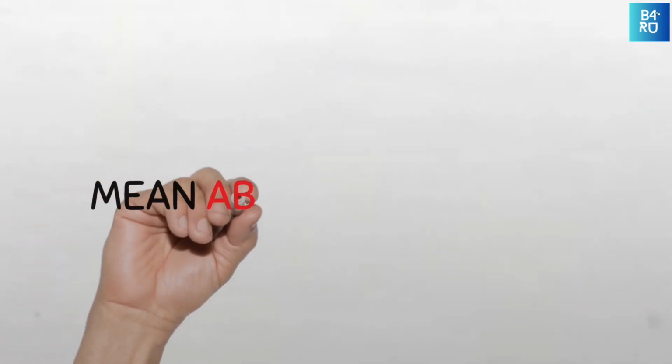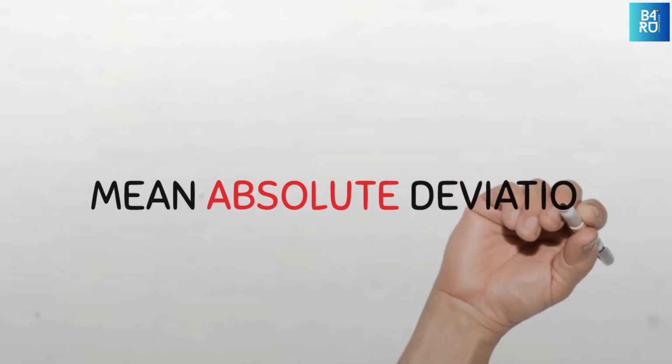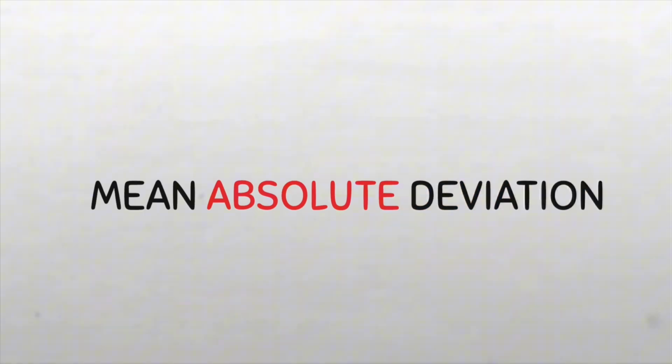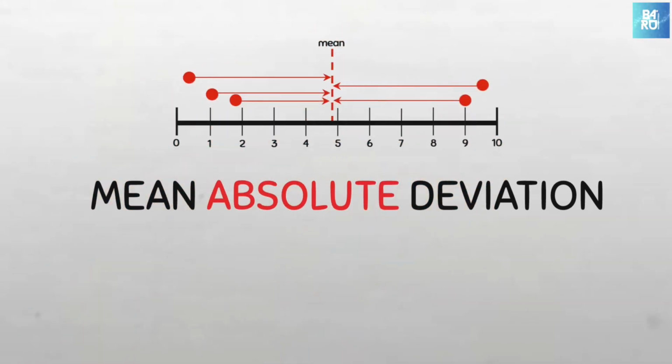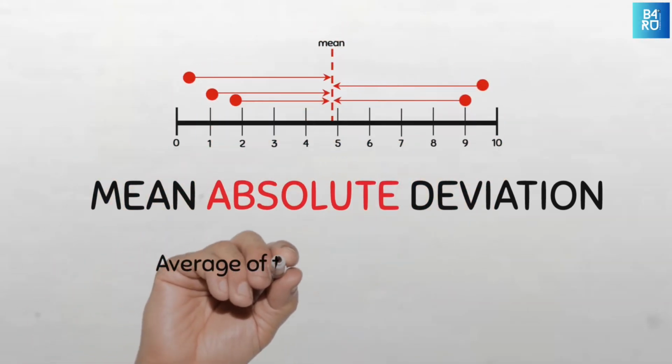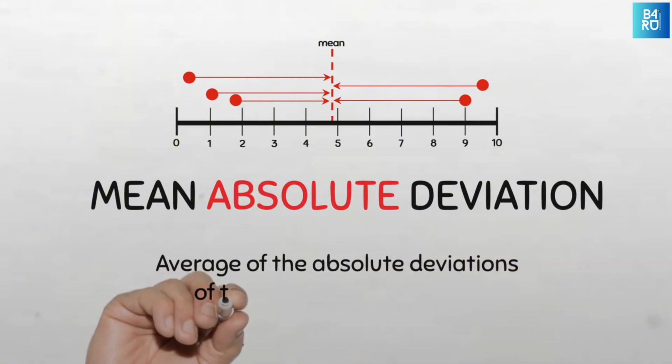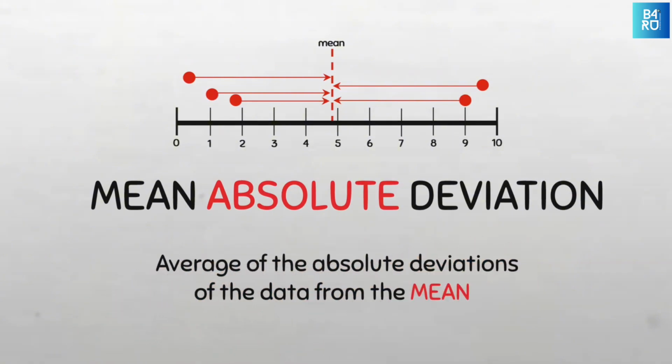The mean absolute deviation is a measure of spread that indicates the level of variability in a data set. It is the average distance between each data value and the mean of the data. It is defined as the average of the absolute deviations of data points from the mean value of the data.